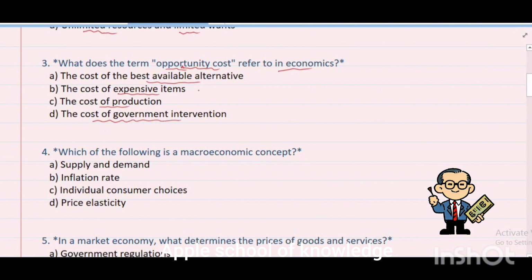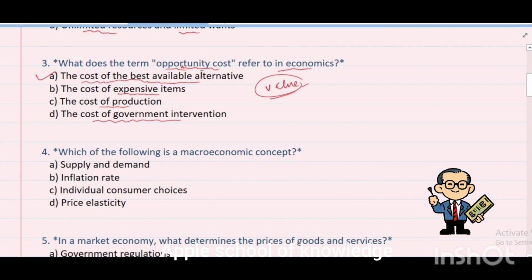So here, first we have to understand what is opportunity cost. So we know that opportunity cost is the value of the next best alternative you've forgone when a decision is made. So when you are making a decision and you forgo the best alternative, then that is the opportunity cost. Now if you see here, the option number A is the cost of the best available alternative. So we have this option, and this is the correct one.